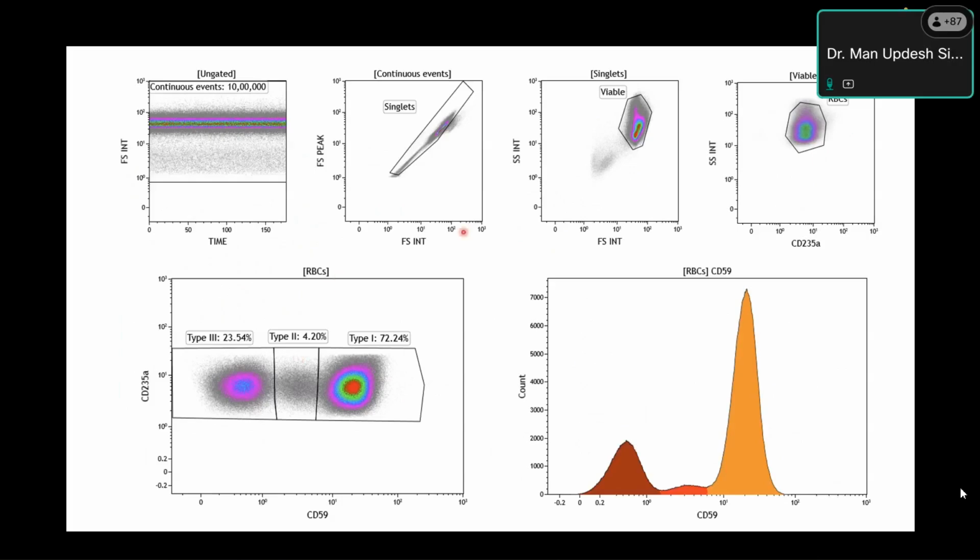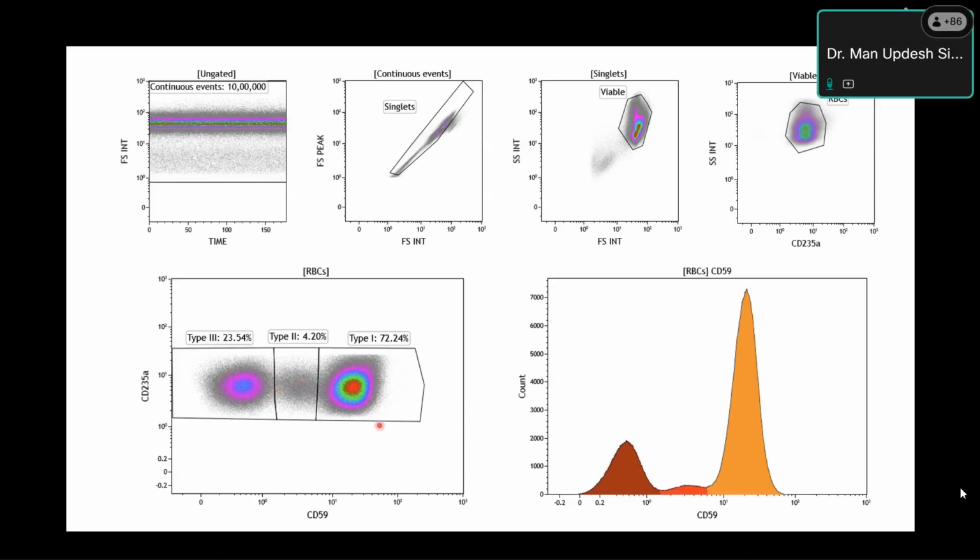The previous plot was for RBCs, where RBCs have been gated on CD235a expression, that's glycophorin protein expressed on RBCs, and you have checked the CD59 levels. So this is the normal level of CD59. This is moderately decreased. This is absolute absence of CD59. So they are categorized into type 3, which does not show any expression of CD59, type 2, which shows moderate expression of CD59, and type 1, which are normal RBCs. So you have a PNH clone, which is 23% plus 4%, type 3 and type 2.